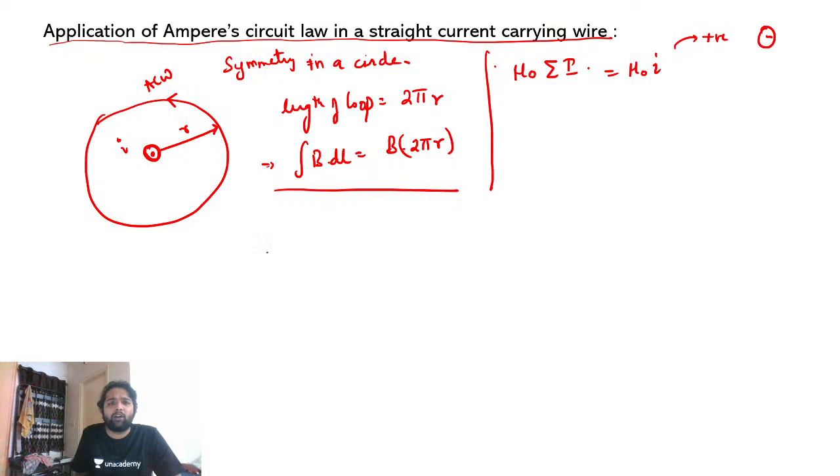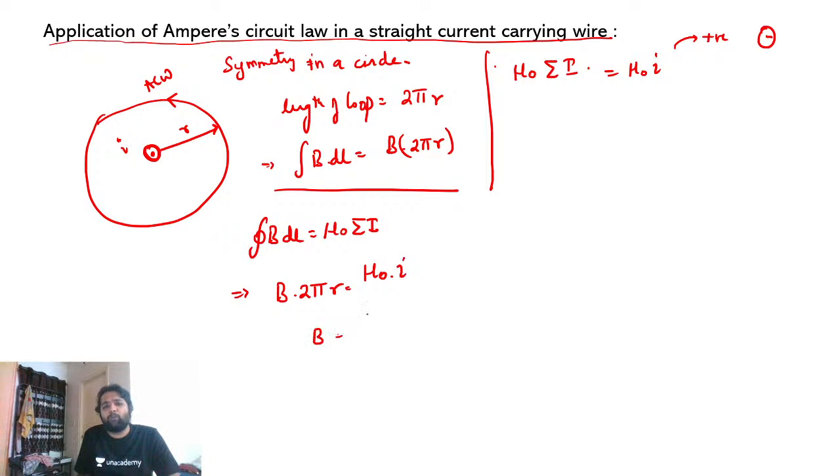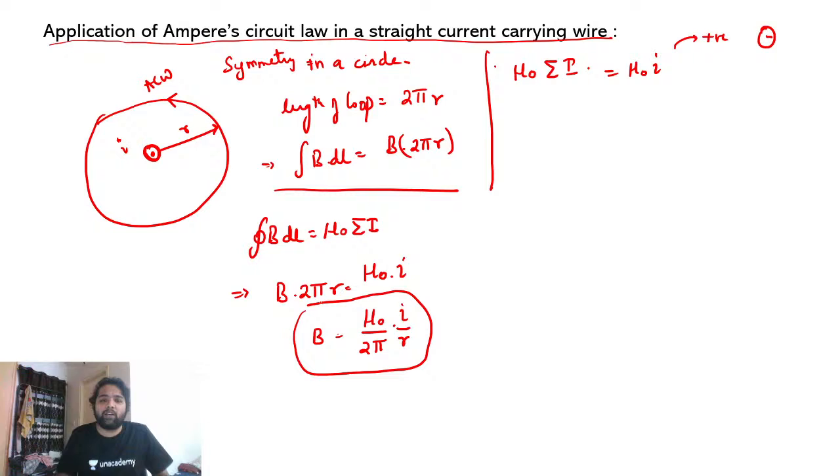So you just equate the two. Using Ampere's circuital law, integration of B dot dl will be equal to mu naught into summation of I. From this, what do we get? B into 2 pi r is equal to mu naught into I. So B will be how much? Mu naught by 2 pi into I by r. Remember, this is the formula we already got. Very simple. This is a very nice explanation for it, guys.